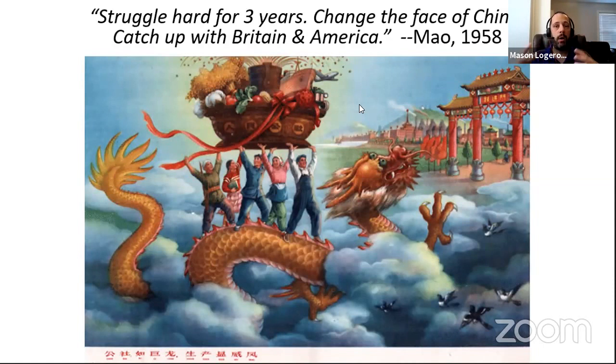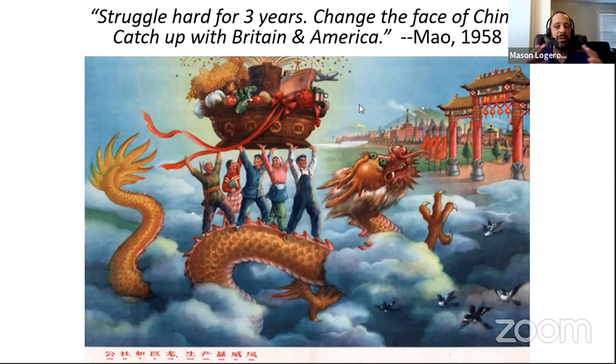And we start to see Mao also using mass propaganda. Here's a piece of a propaganda poster that was posted throughout China. And notice the quote here from Mao at the top. Struggle hard for 3 years, Mao says, because yes, this is going to be difficult. Everybody's going to be expected to work in either factory or farm. But then he says, change the face of China, catch up with Britain and America.